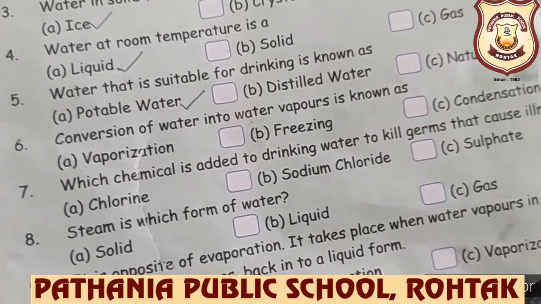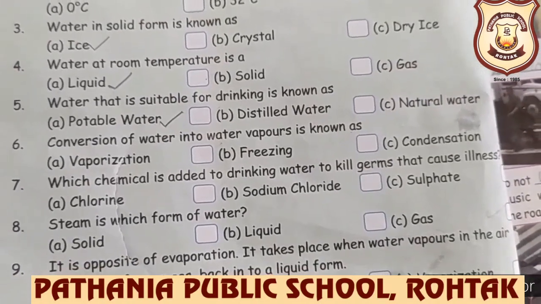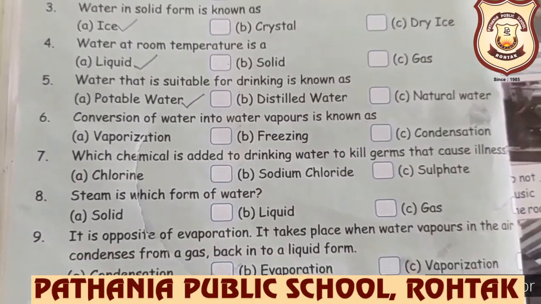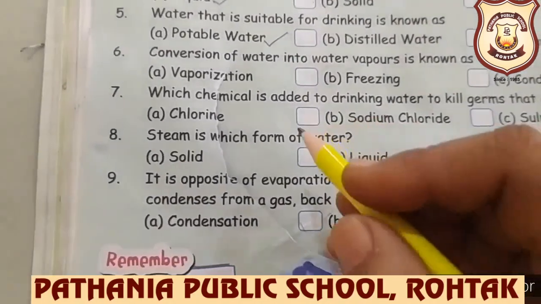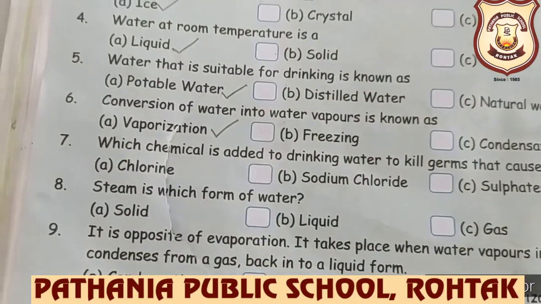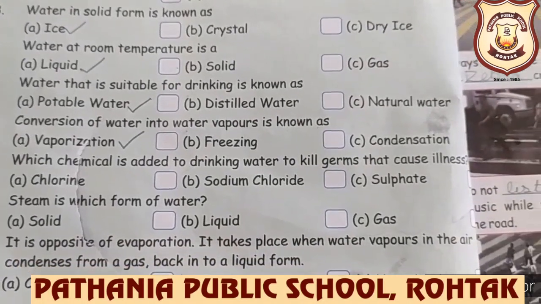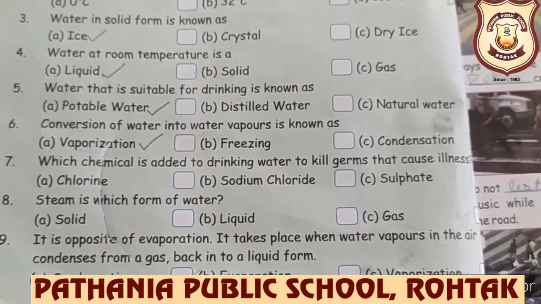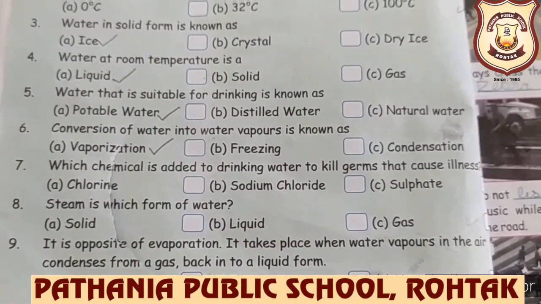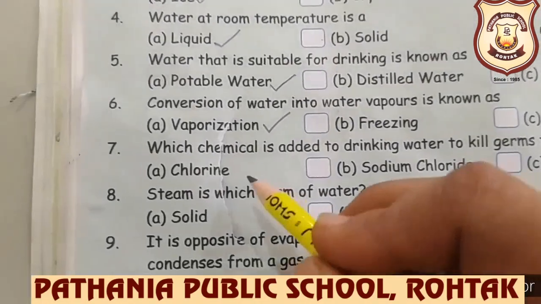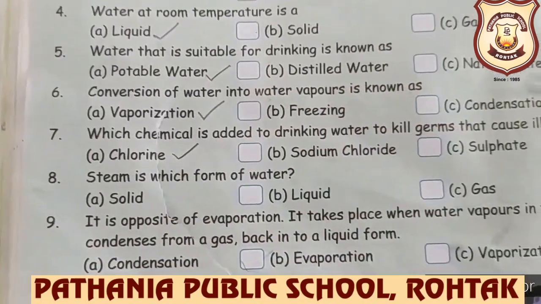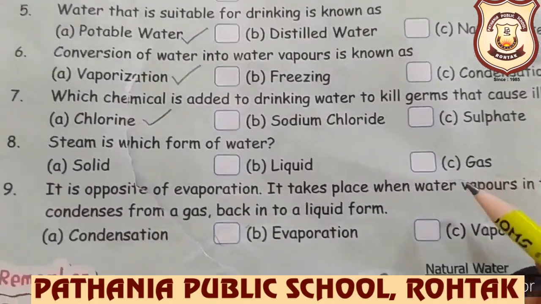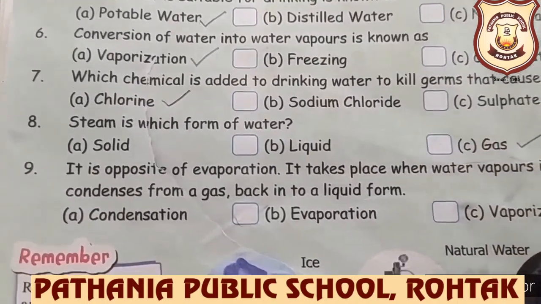Conversion of water into water vapor is known as vaporization. Conversion of water into water vapors, vaporization. Next is, which chemical is added to drinking water to kill germs that cause illness? If there are germs in water, which chemical is used to kill them? That is chlorine. So you have to put a tick on chlorine. Steam is which form of water? Steam is gas, isn't it? You have studied in science also.